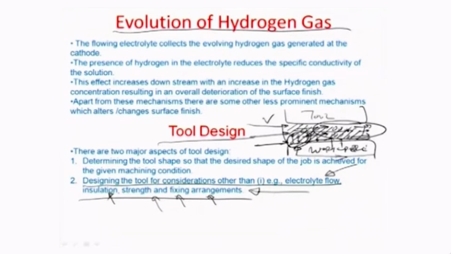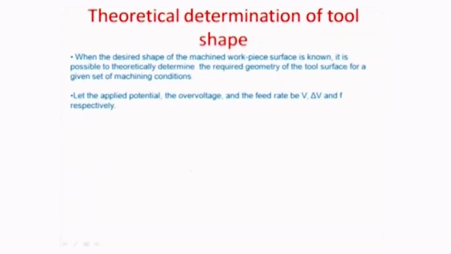So, we will look at the first aspect now, that is determining a tool shape, so that the desired shape of the job can be achieved for a micro machining or for a machining condition. And in that respect, I would like to propose a theory where we want to theoretically determine what is the tool shape based on a certain function which is known to be the final shape of the workpiece that you would like to generate using ECM.